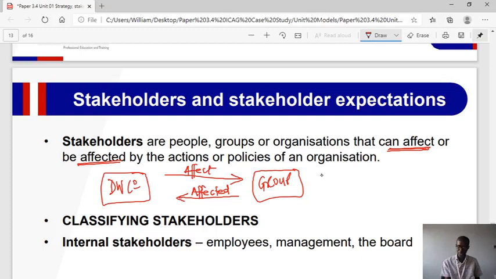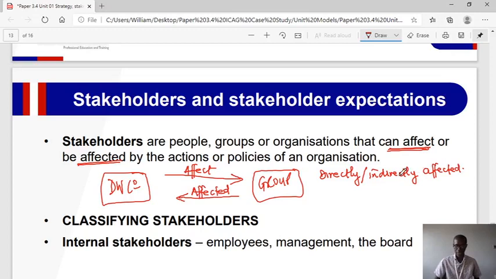And this can be direct, either you are directly affected or you are indirectly affected.